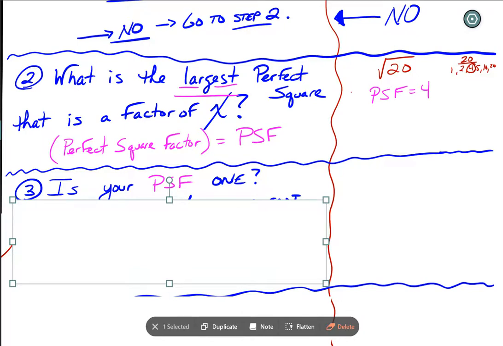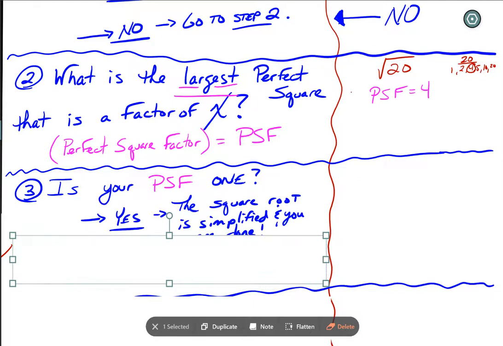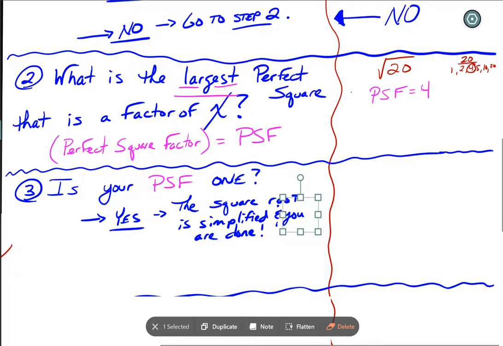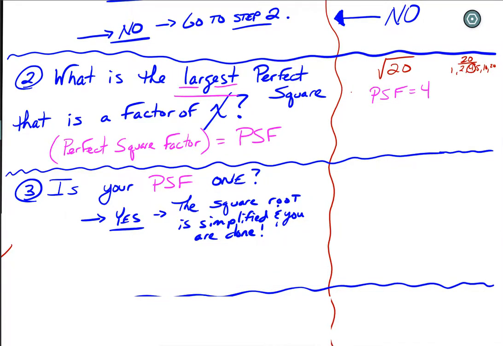PSF, right? If the answer is yes, the square root is simplified and you are done. Because not every square root can be simplified, like the square root of 13. The largest perfect square that's a factor of it is 1. It's because it's a prime number, right? Just 1 and 13 go into it.